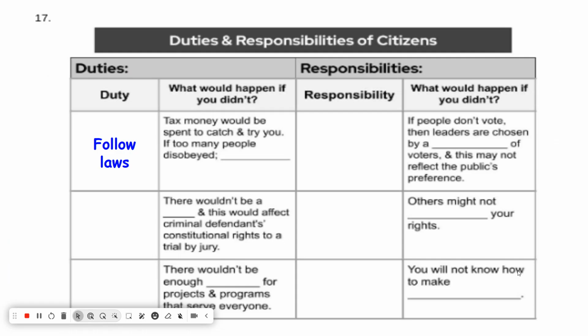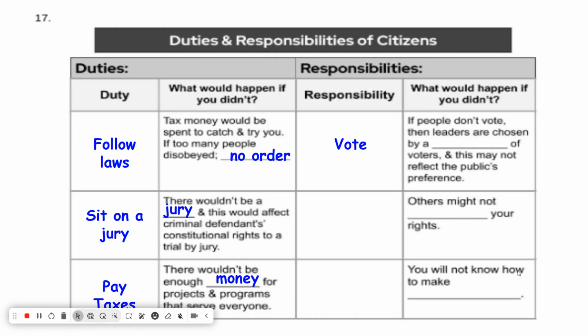So, duties and responsibilities of citizens. One of our duties is to follow the laws. And what would happen if we didn't do that? Well, tax money would be spent to catch and try you, and if too many people disobeyed, there would be no order. When you talk about other duties, such as sitting on a jury, if there wasn't a jury, this would affect criminal defendants and their constitutional rights. The duty to pay taxes. There wouldn't be enough money to protect us or to pay for the programs that serve everyone.